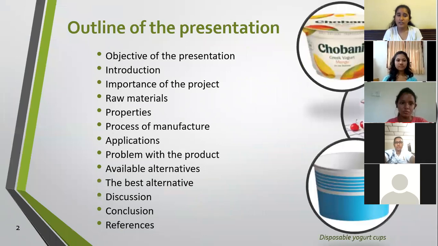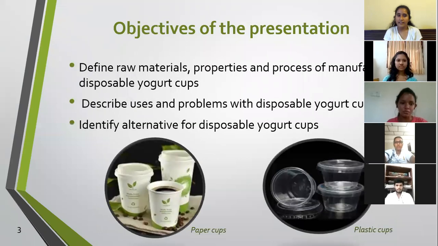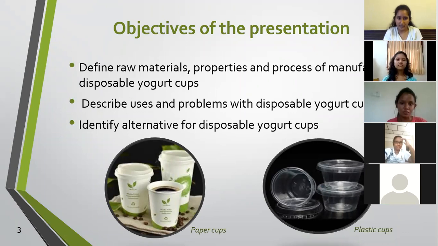These are the outlines of our presentation. At the end of our presentation, we can define raw materials, properties and process of manufacturing disposable yogurt cups, describe uses and problems with this product, as well as identify alternatives for these disposable yogurt cups. Let's move to the presentation.